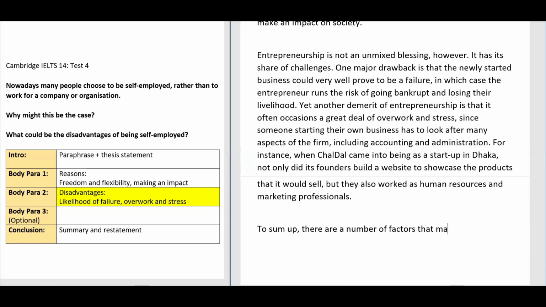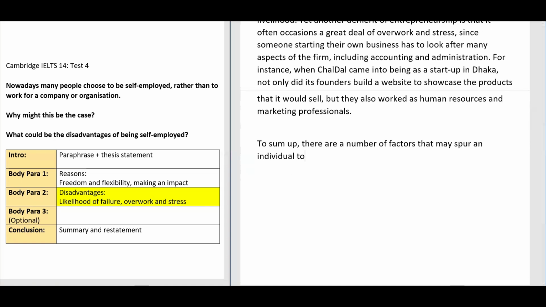To sum up, there are a number of factors that may spur an individual to choose self-employment. One of those, scratch that. I could actually make the sentence a bit more complex, like so. Chief among which is the amount of. So notice that we're not going to mention anything new here. We're just going to restate and summarize our existing points.